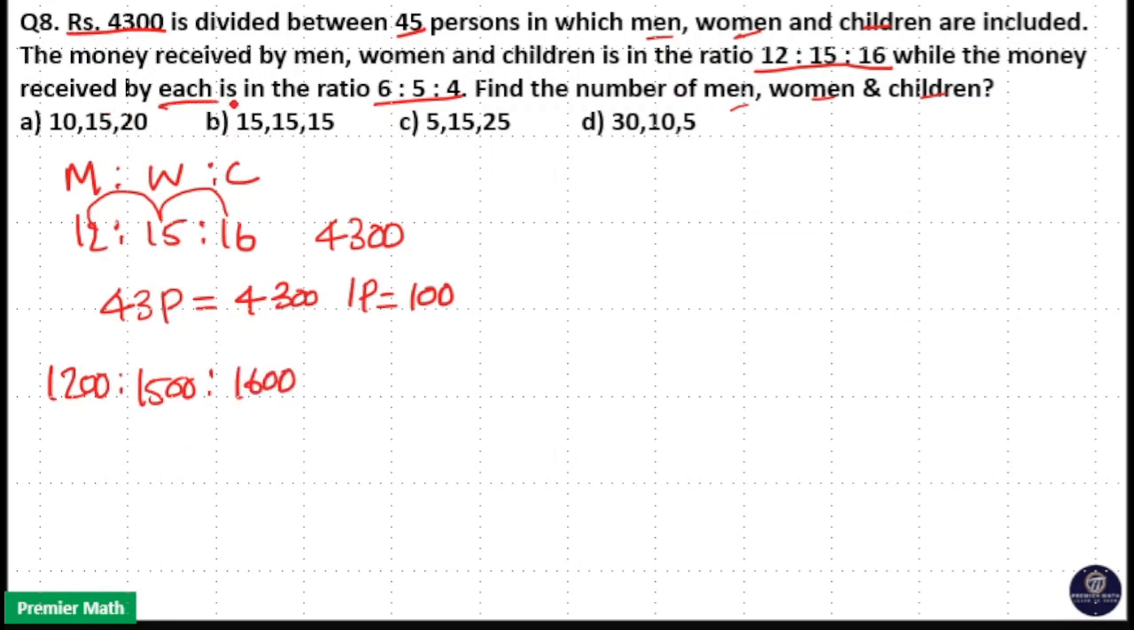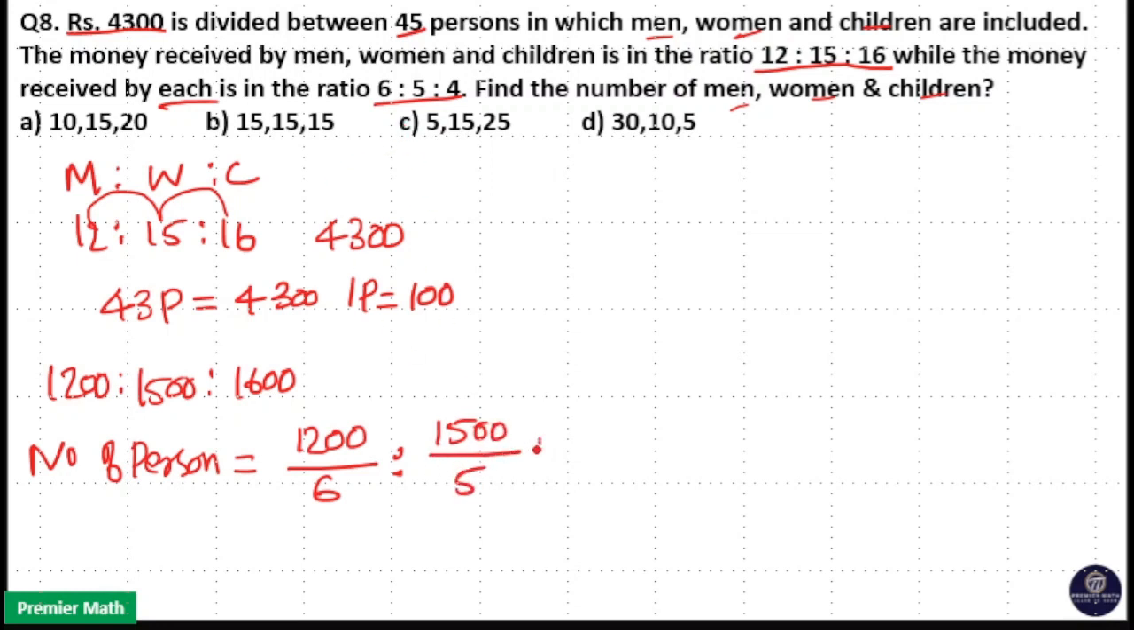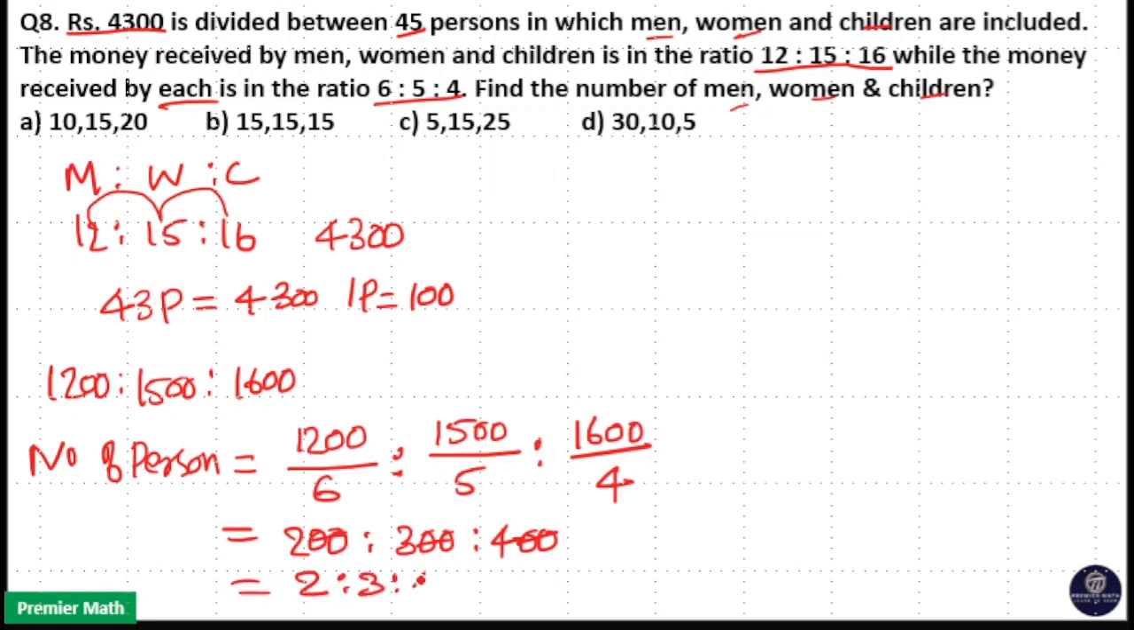And we have money received by each person in the ratio 6:5:4. That is, number of persons will become total money received by men, 1,200, divided by money received by each man, 6 units. Total money received by women is 1,500 and money received by each woman is 5 units. Total money received by children is 1,600 and money received by each child is 4 units. So this will become 6 into 200, 1,200, 5 into 300, 1,500, 4 into 400, 1,600. So 0 cancels. Your ratio will be 2:3:4.